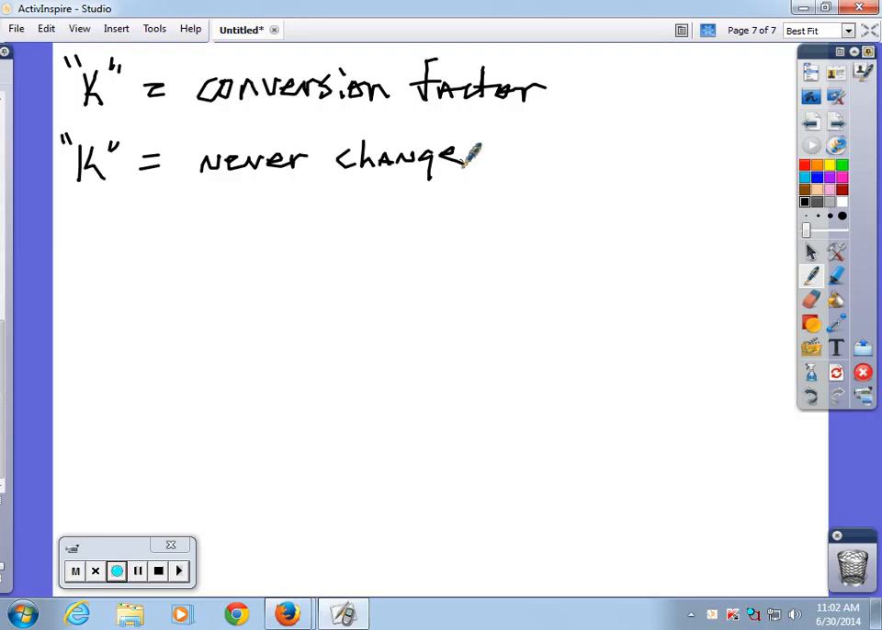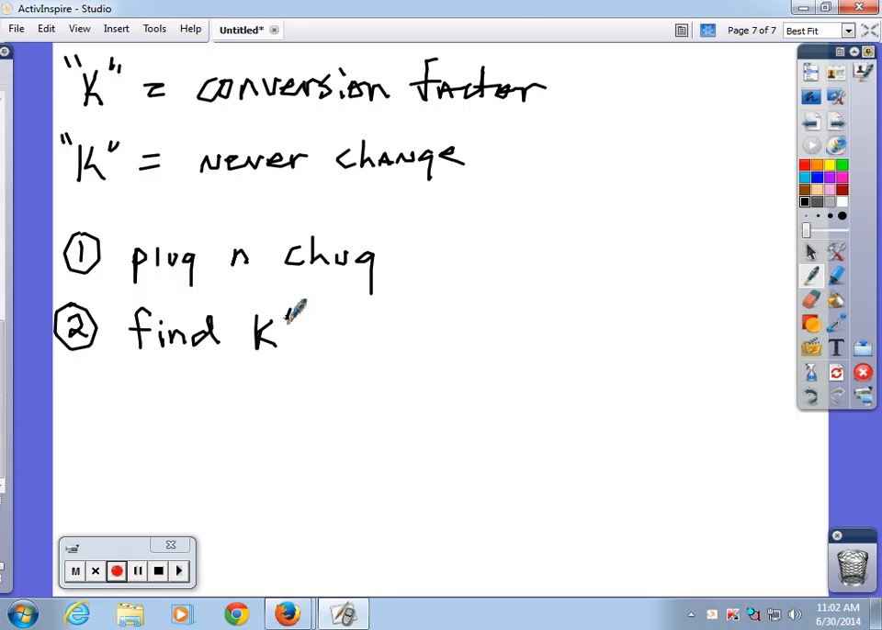And here's the type of problems you're going to have. The first type of problem, they're just going to ask you to plug and chug. The second type of problem, they're going to ask you to find K. The third type of problem, they're going to ask you to find K, and then they're going to give you more information.